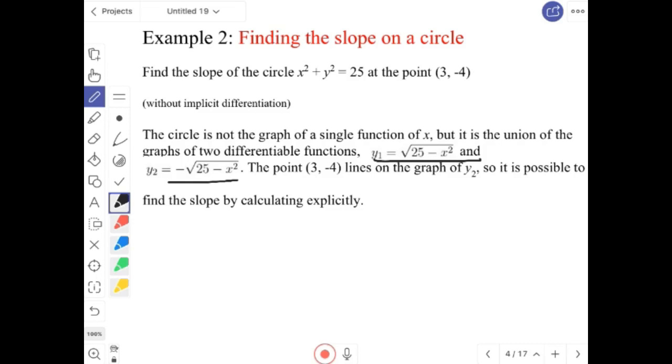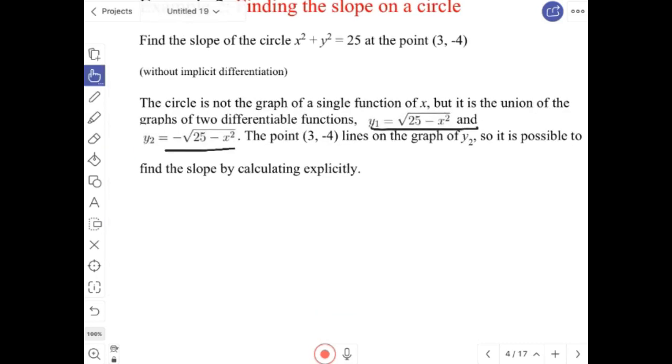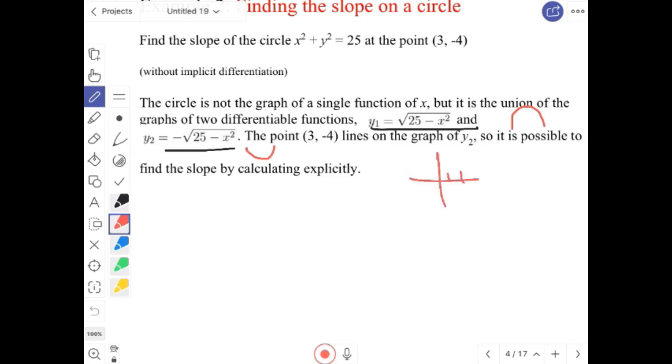So we would have to, one, change it to this form, and then we would have to figure out which of these goes with the point that they're asking about. So that first equation is dealing with the top of a circle, and the second equation is the bottom half. If you think of 3, negative 4, that's going to be 1, 2, 3, 1, 2, 3, 4. So that's down here. So we're dealing with the bottom half of the circle. So that's why we're using the second equation.